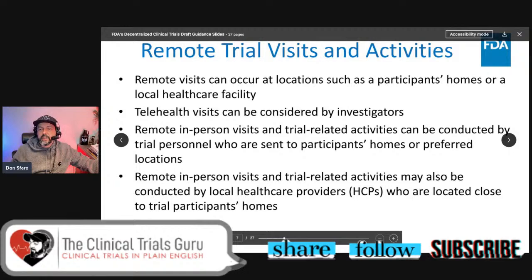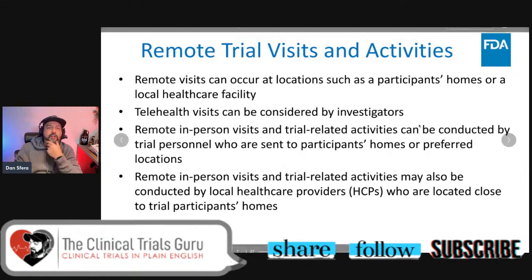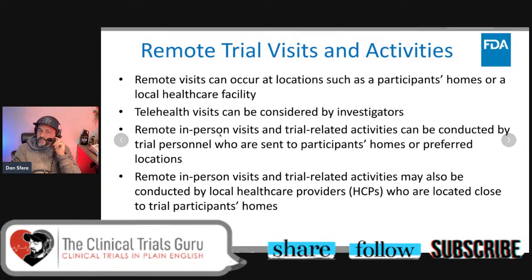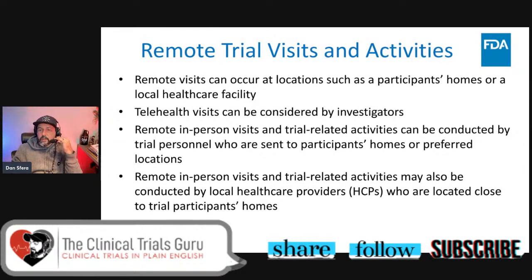Hamid says ICH GCP E6 Addendum 5.18.3. Man, you're on it. All right, slide 7. Remote visits can occur at locations such as participants' homes or local healthcare facilities. Telehealth visits can be considered by investigators. Remote in-person visits and trial-related activities can be conducted by trial personnel who are sent to participants' homes or preferred locations.